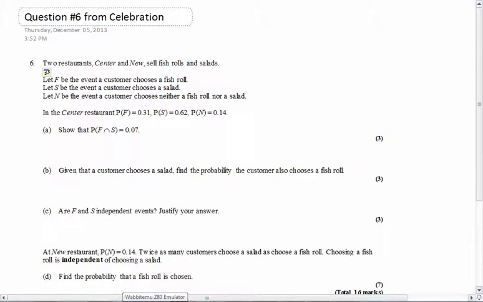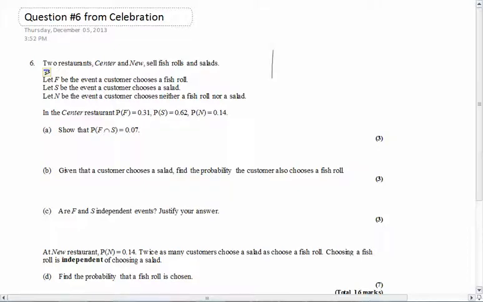Alright guys, so I'm going to take just a couple minutes to go over the last question. I think it was question number 6 from the celebration about the two restaurants, Center and New. Alright, so let's go ahead and look at the problem. F is the event the customer chooses a fish roll, S is choosing a salad, and N is neither a fish roll nor a salad.